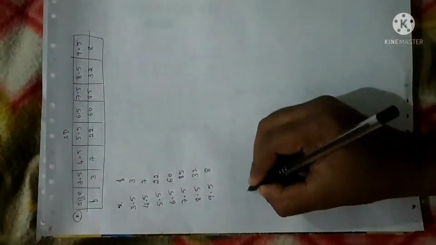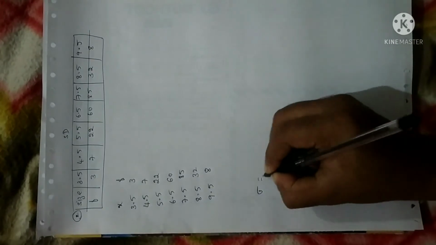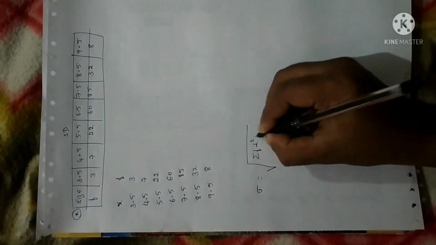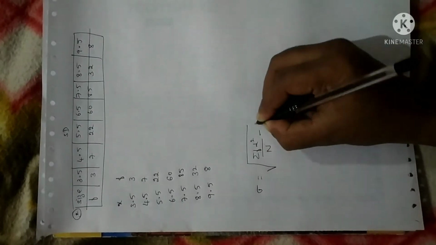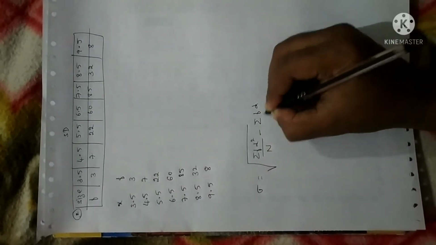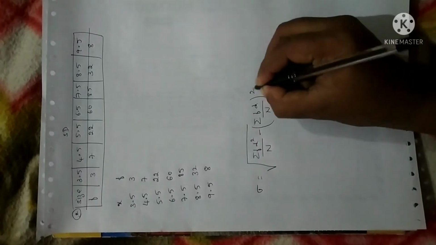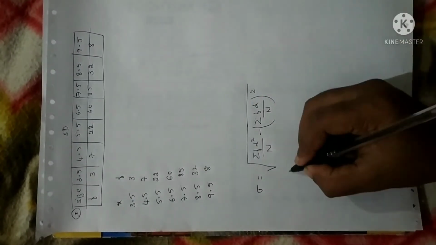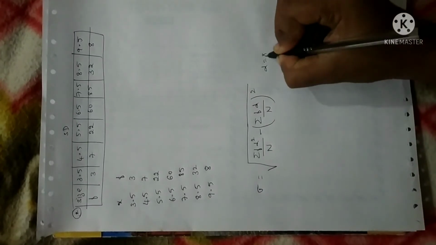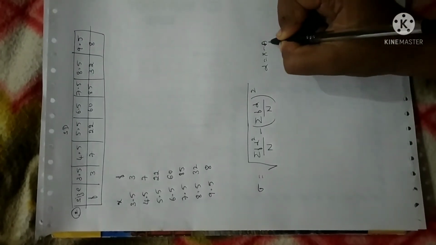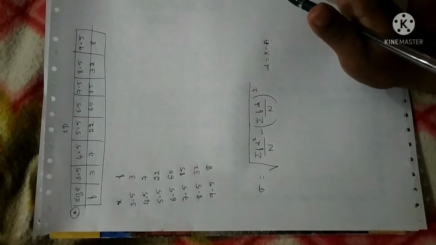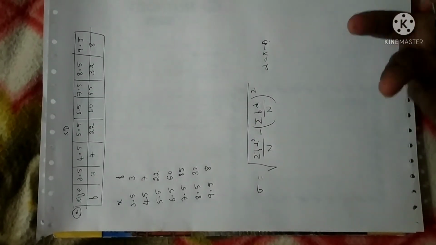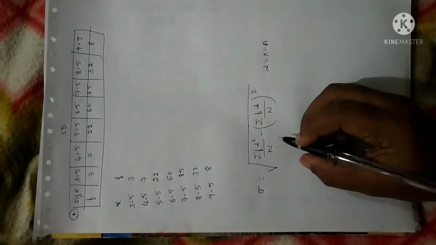I have f values. Now let me write the formula. Sigma is equal to the square root of sigma fd square by n minus summation fd divided by n, whole square. So this is the formula. Right? Now d can be calculated by using the formula x minus a. In actual mean method, we have to calculate the mean, so it consumes more time. So better go for the assumed mean method.